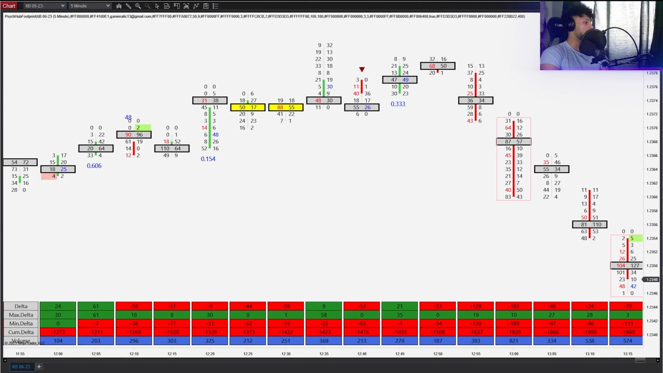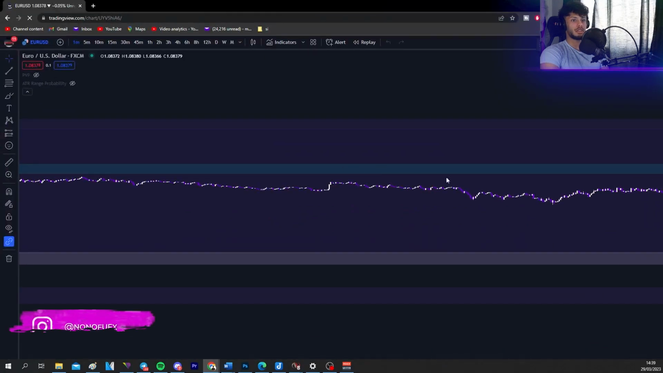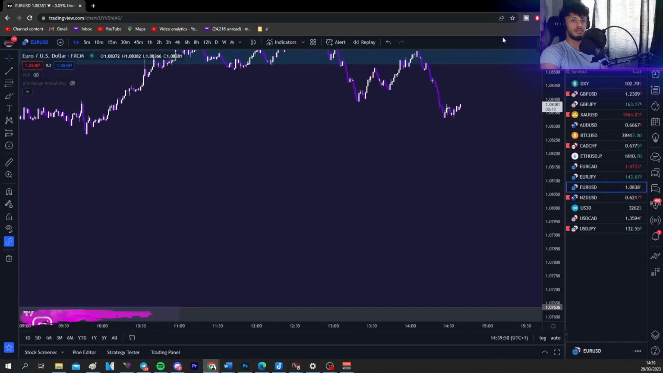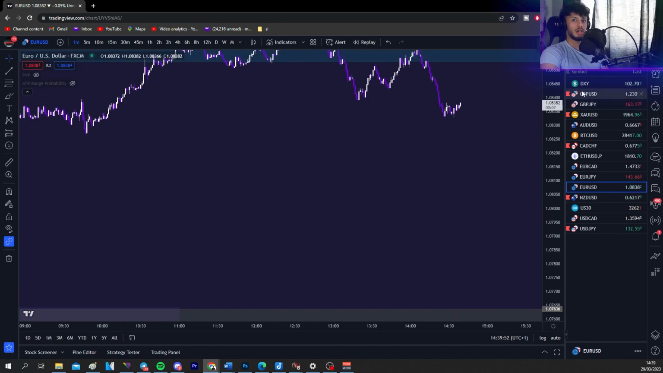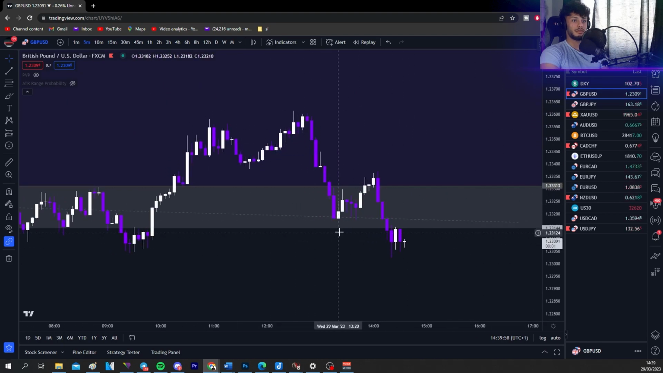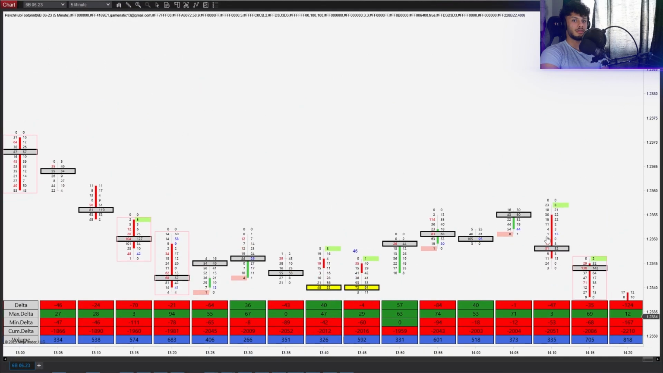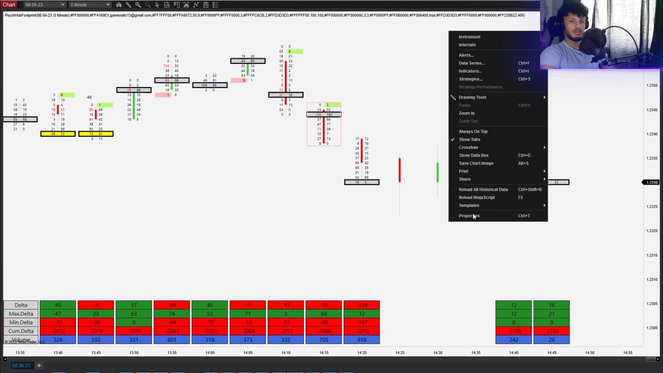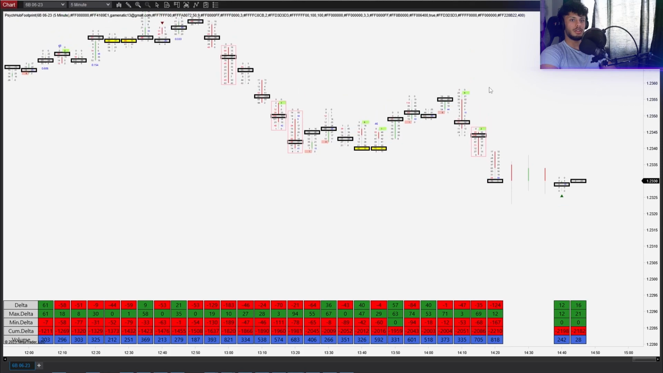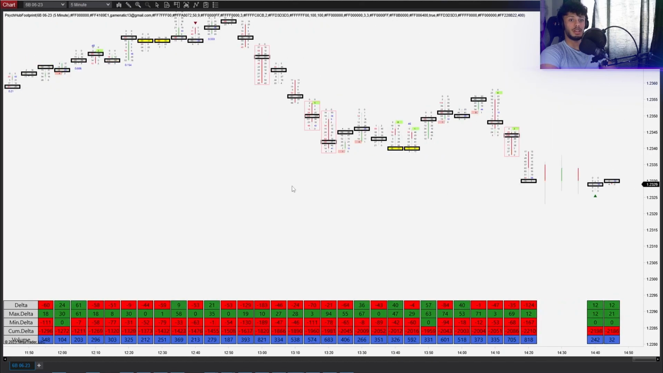If I bring up the normal chart, we take a look at the normal chart right here, and we go to 6B. This is the 5 minute, right? Down, up, down. Take a look at the 5 minute on 6B. It's the same thing. Look, down, up, down. The only thing is I just need to refresh this, but I don't have time to do that right now. So down, up, down. So it's correlated.